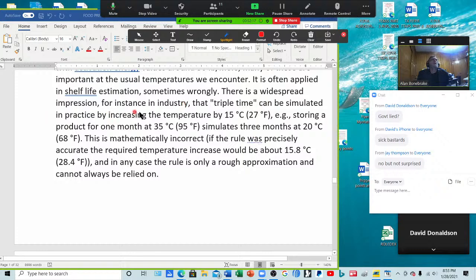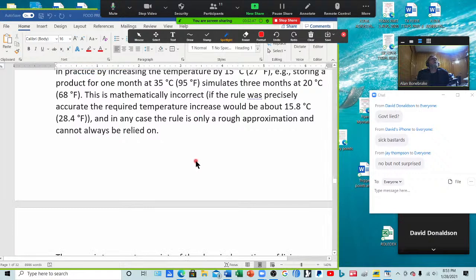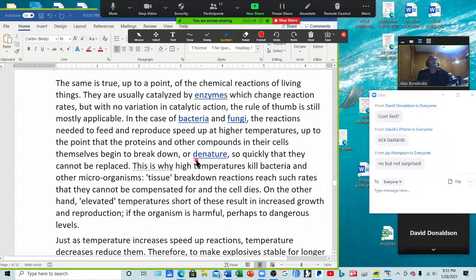There's a widespread impression, for instance in industry, that triple time can be simulated in practice by increasing the temperature by 27 degrees Fahrenheit, e.g. storing the product one month at 95 degrees Fahrenheit simulates 3 months at 68 degrees Fahrenheit. This is mathematically incorrect. If the rule is precisely accurate, the required temperature increase would be about 28 degrees Fahrenheit. And in any case, the rule is only a rough approximation and cannot always be relied on.